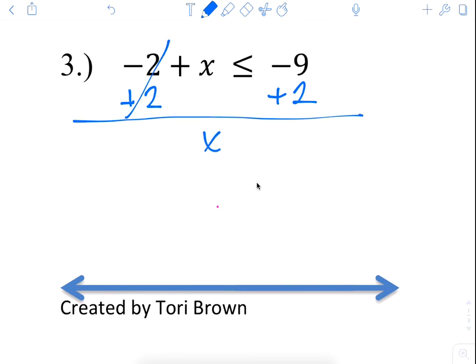We are left with x less than or equal to a -7. We are not flipping on this problem. We didn't multiply or divide at all, actually. No negatives, no multiply, divide. We are not flipping, okay?